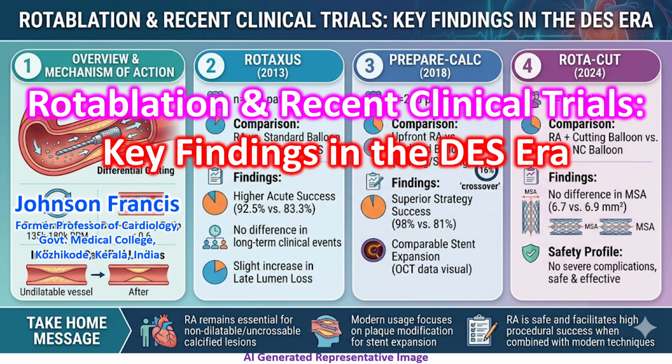Rotational atherectomy, commonly known as rotablation, is a percutaneous coronary intervention technique used to modify heavily calcified coronary lesions prior to balloon angioplasty and stent placement. Introduced in the late 1980s, it has remained a vital tool in the drug-eluting stent era for lesions that are undilatable or uncrossable with conventional balloons.